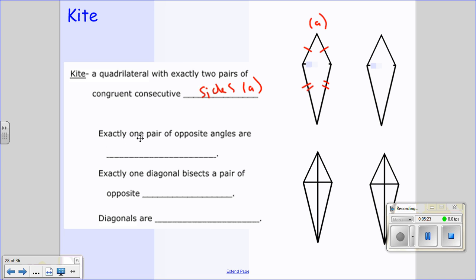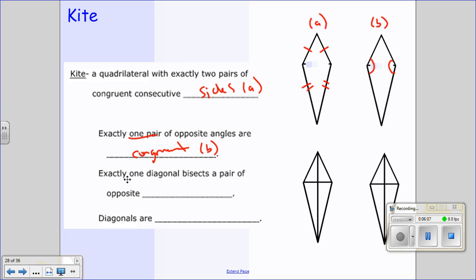The second statement says exactly one pair of opposite angles are congruent. And I'll illustrate this on picture B. The only pair of opposite angles that are congruent would be this angle formed here in that corner with this angle formed in this corner. So basically the angle formed by joining the two non-congruent sides.